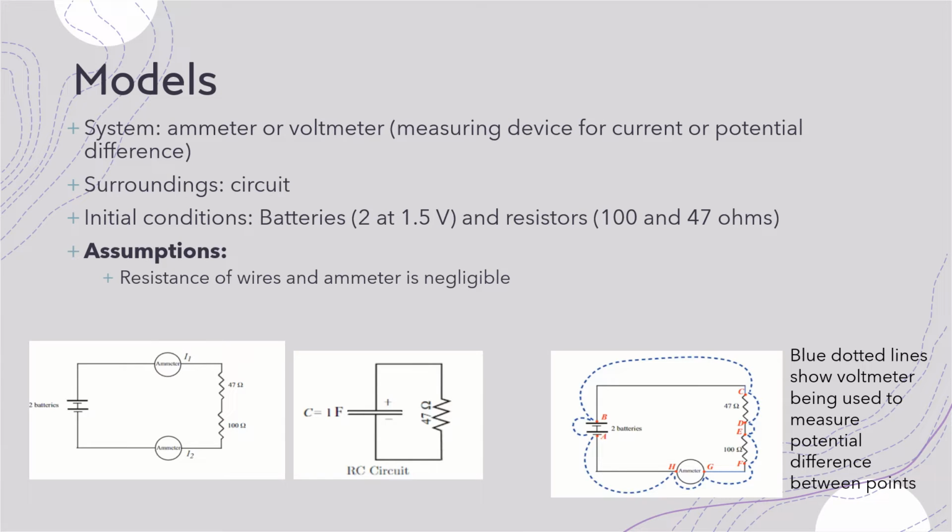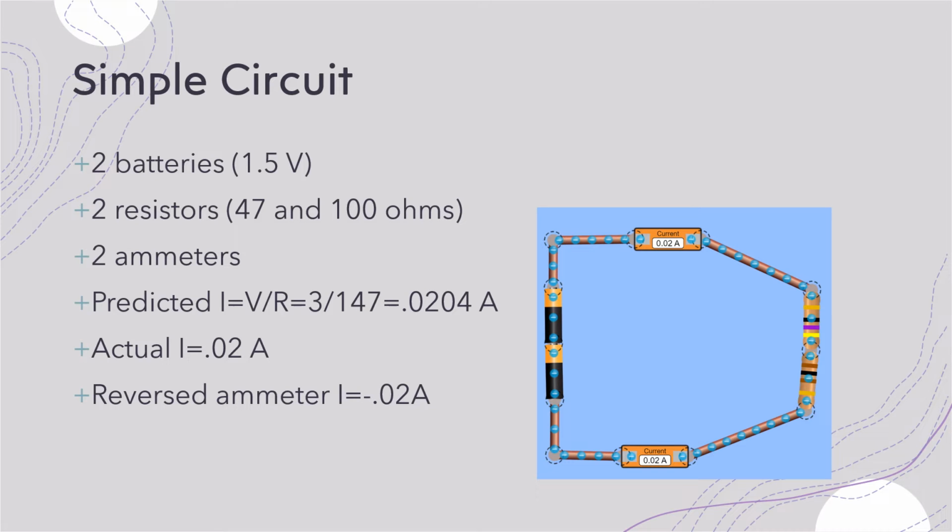Our surroundings are circuit, and our initial conditions were the volts of the batteries and how much the resistors were resisting. And for our assumptions, resistance of wires and ammeters is negligible. For our simple circuit, we had 2 batteries at 1.5 volts, 2 resistors at 4700 ohms, and 2 ammeters, and our predicted I, which was V over R, was 0.0204 amps, and our actual I was 0.02 amps. When we reversed an ammeter, it became a negative 0.02 amps due to the reverse of polarity.